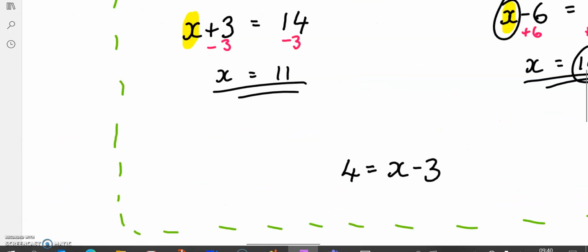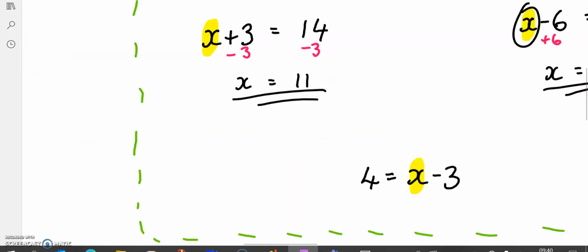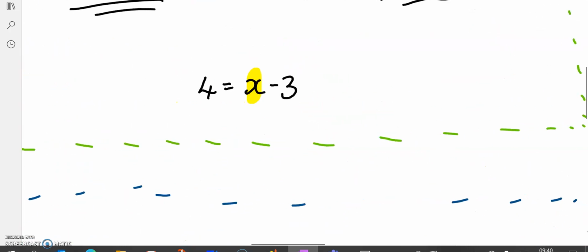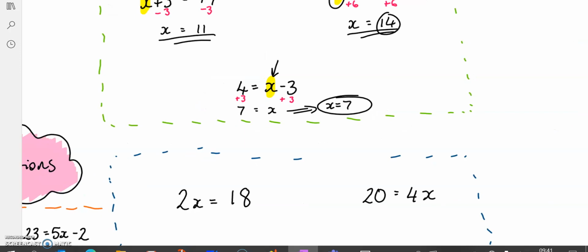Last example in this style, 4 equals x minus 3. This looks a little bit different because the x is on the other side of the equal sign, and that's totally normal, that's okay. Our objective is we want to get x on its own, so we want to get rid of this minus 3. How do we get rid of minus 3? We add it. So we're going to add 3 to both sides. 4 plus 3 is 7, and that's equal to x. And if 7 equals x, we can then say x equals 7, and that would be our answer there. Why does that work? Well, if this is 7, 7 take away 3 is 4. That's the first style, when we're undoing adding and subtracting.